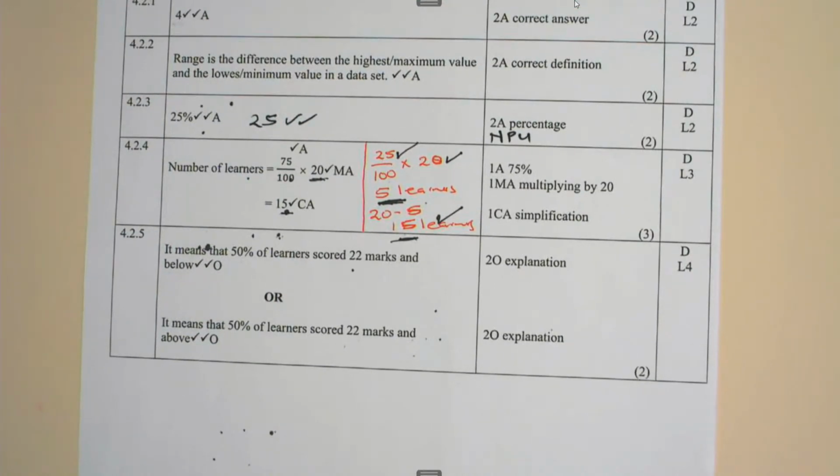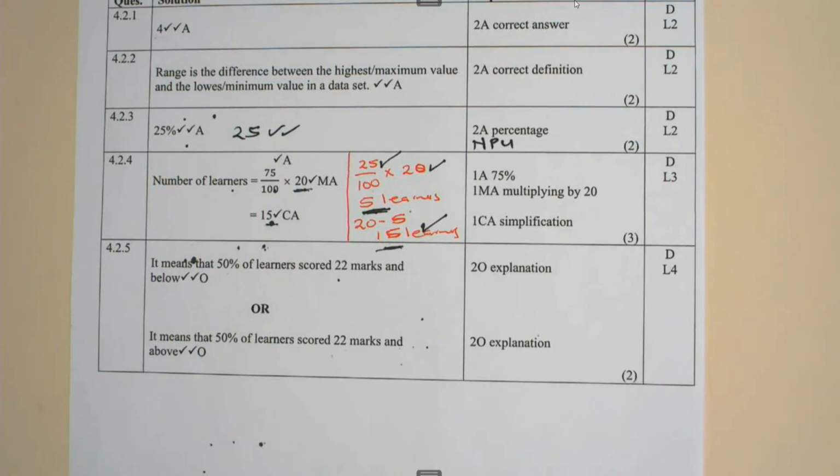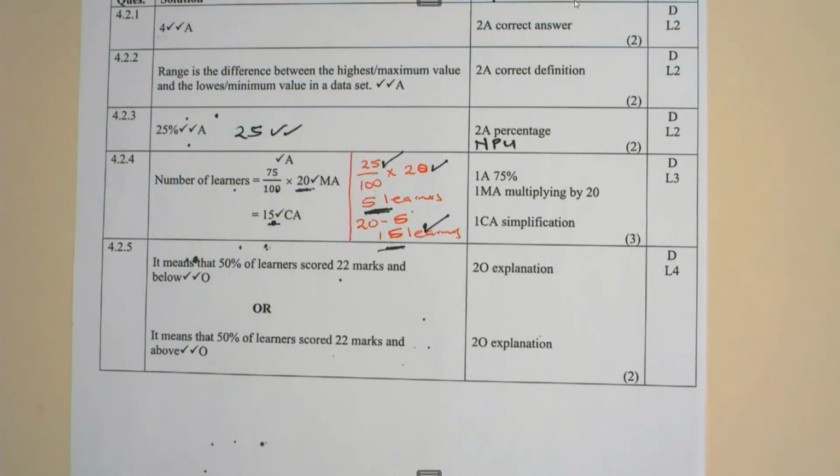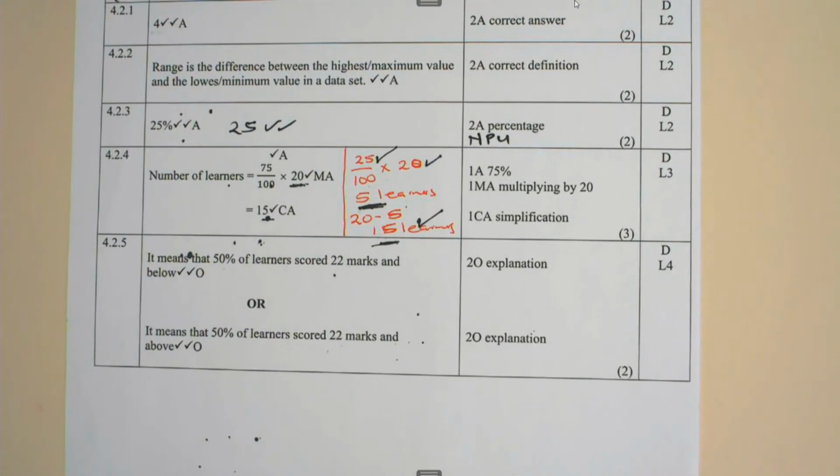And colleagues, I want to encourage you to look at the explanation column when you mark. Don't give learners zeros. Please look at the explanation column when you mark.